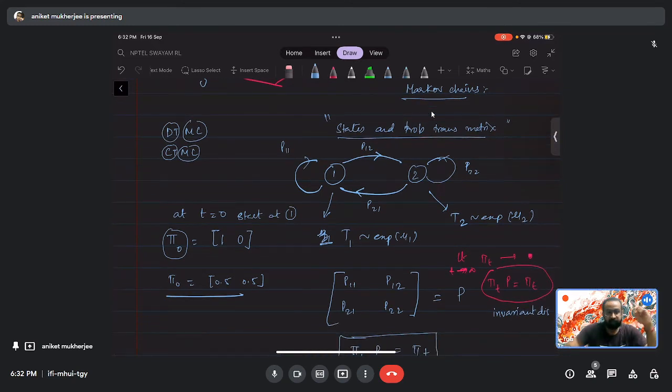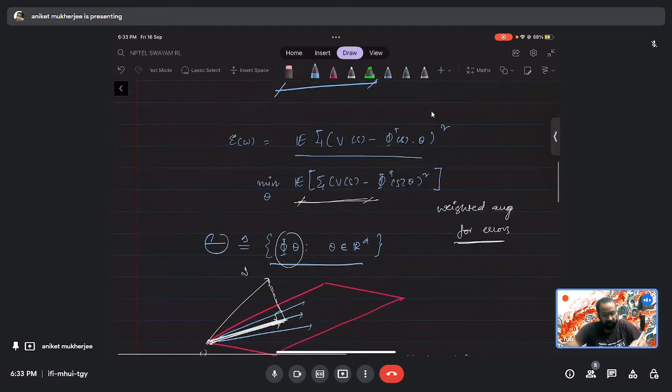When you formulate your MDP, you need to formulate it well such that you have a steady state distribution, so that you can proceed to do weighted average of errors.